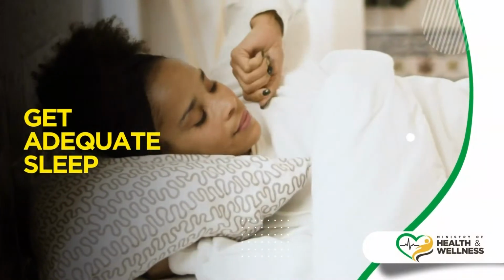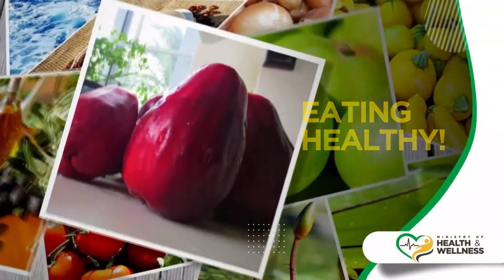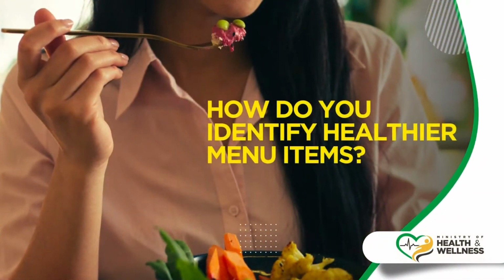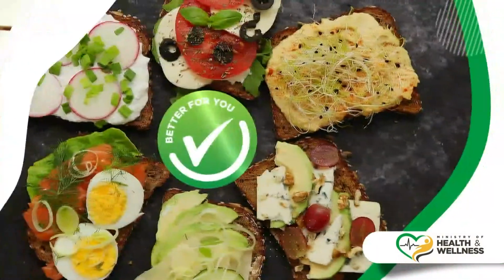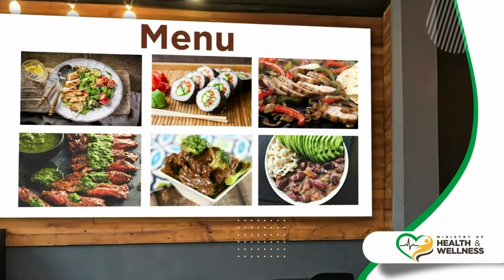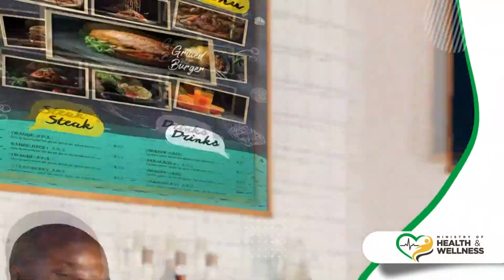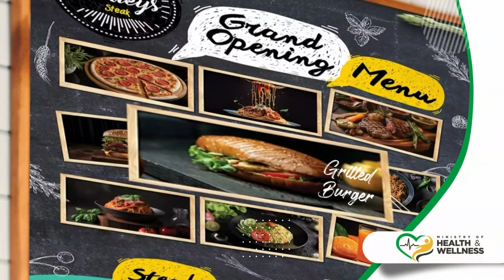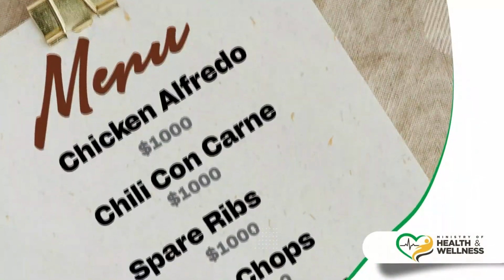The other major consideration is eating healthy. The question is, how do you walk into a restaurant or fast food outlet and identify the healthier menu items? Better For You is an initiative to help Jamaicans to eat healthier. Restaurants and fast food outlets can voluntarily participate by identifying the items on their menu that meet the food-based dietary guidelines for Jamaica. These menu items would be easily identified with the Better For You logo, so customers can quickly identify healthier meal options by looking at the menu or menu board.